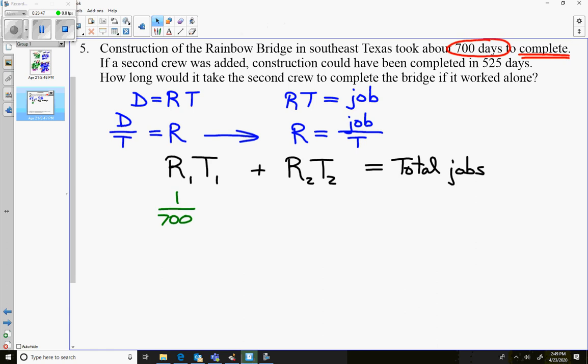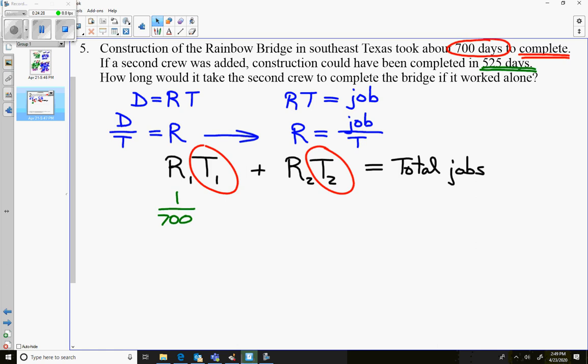Now, what about the second crew? Well, the second crew, we don't know, because this right here is not the second crew. That's the two crews working together. If they are working together, their times are going to be the same. One crew might work faster or slower than the other, but they start at 8 in the morning, they stop at 5 in the evening, or whatever it is. They start and stop at the same time, so their times will be the same.